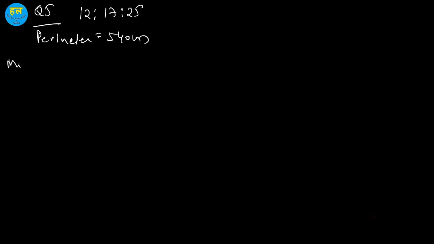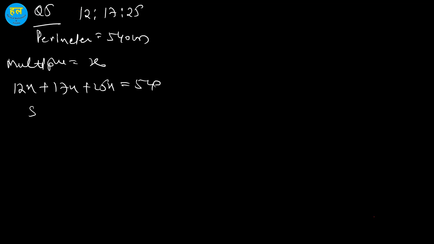So let us assume the multiple is equal to x. 12x plus 17x plus 25x, sum of all the sides of a triangle is the perimeter, 540. So 12 plus 17 plus 25 is equal to 54x is equal to 540. So x is equal to 540 divided by 54 is equal to 10.